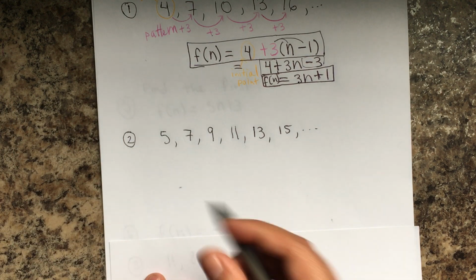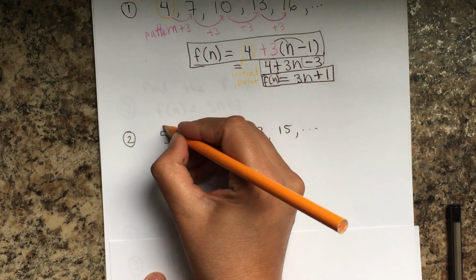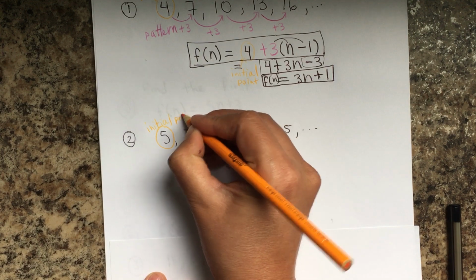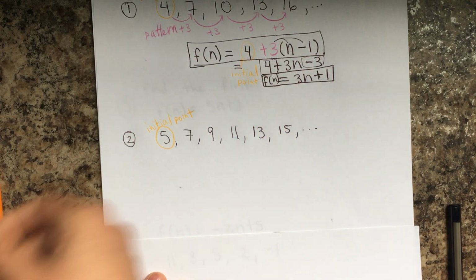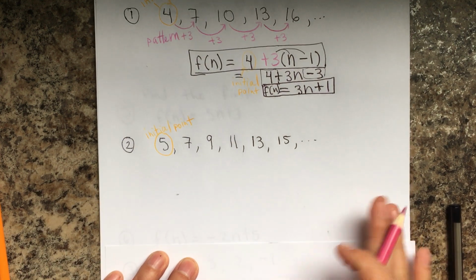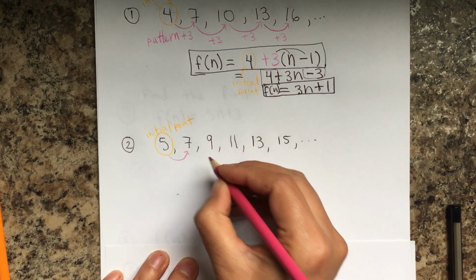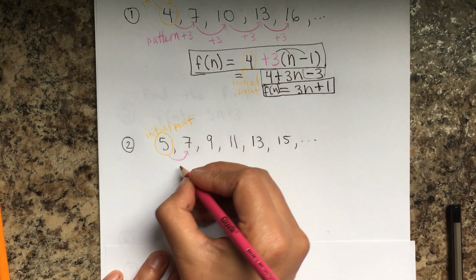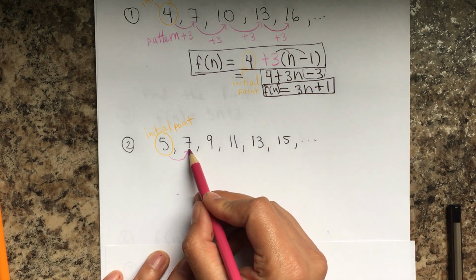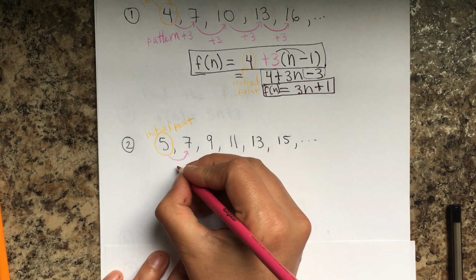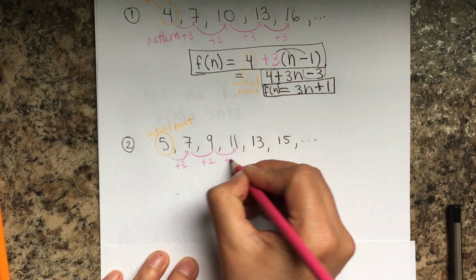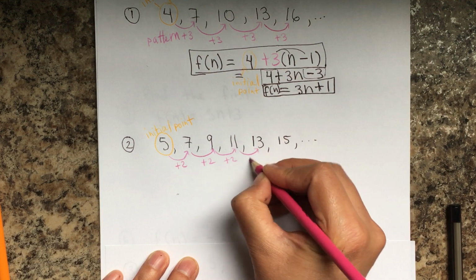And so you have 5. That's my initial point. The initial point is always the first number in the list, in the sequence. So what is going on in here? Well, from 5 to 7, you're adding 2, but then you have to check the rest to see if that's what's happening. Plus 2 is 9, plus 2 is, yes, that's the pattern. Adding 2, adding 2, adding 2.